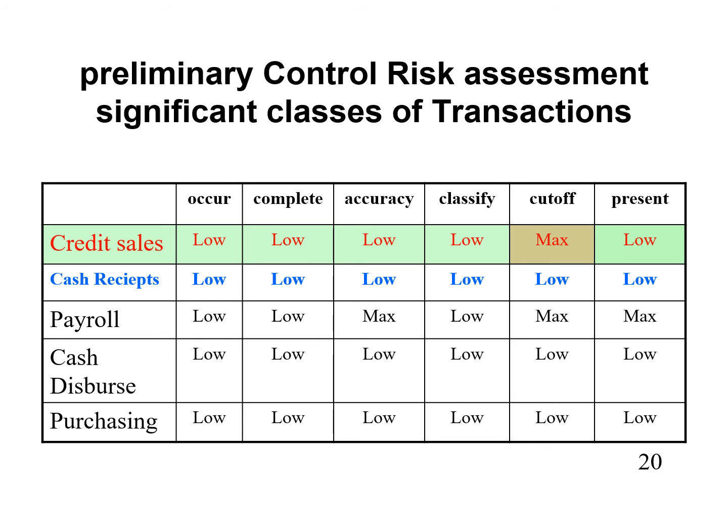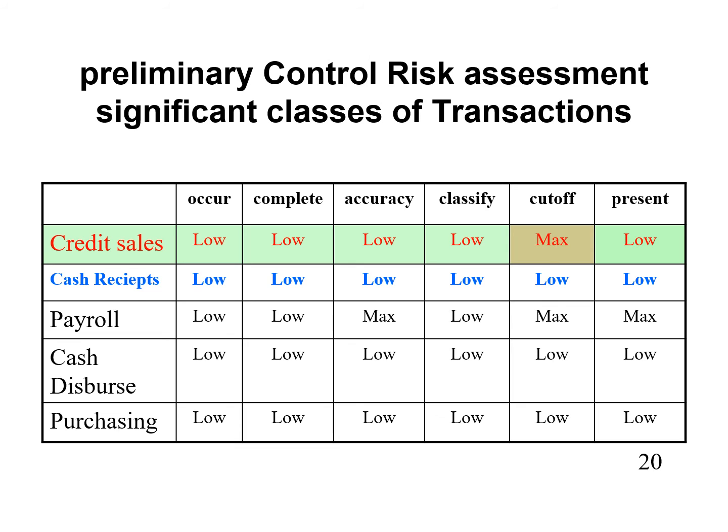Here's a little chart. On the left-hand side, you're going to see various significant classes of transactions. I hope you'd all agree that those are significant: payroll, cash disbursement, purchasing. Those are all significant. All we're going to focus on in this course are the top two: credit sales and collections, revenue and collection. Across the top, we've got our assertions.